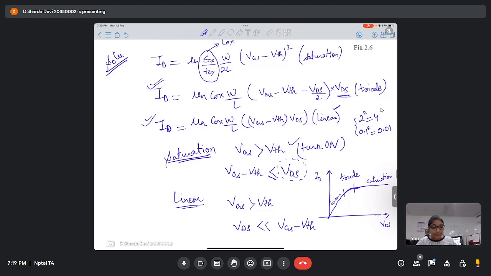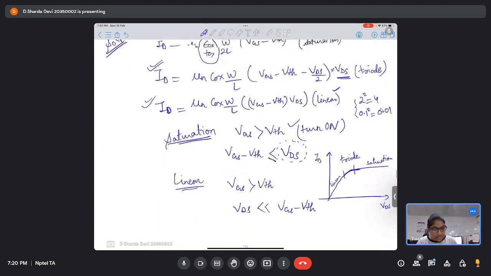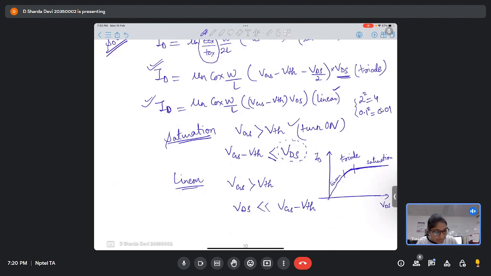Yes, ma'am. So now coming back to the question. What is given in this question? The values have been given: mu n C ox W by L is given, VTH is given. Lambda is 0. Lambda comes from channel length modulation. We'll discuss it in coming weeks. Here we are considering the transistor to be ideal. It doesn't show any second order effects. That means this region in saturation is completely flat. That is the assumption we are taking. That's why lambda is 0.